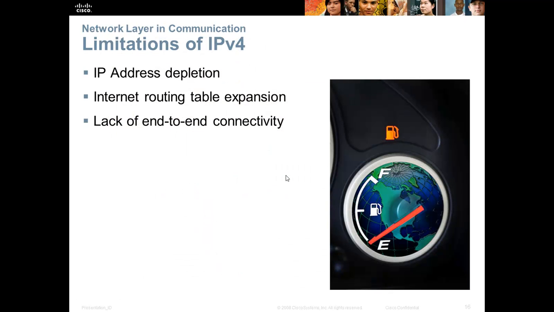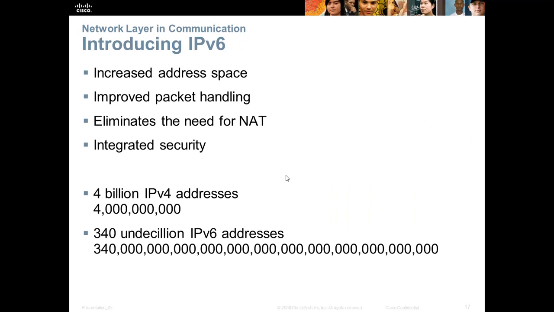You may have heard that IP version 4 is going to expire or is running out. It's not necessarily going to expire, but we do have a depletion of the IPv4 addresses that are available to give out. IP version 4 also expands our routing table rapidly, and it lacks end-to-end connectivity. Typically, we're going through some type of NAT, or network address translation, to get from one point to the next. To address some of these problems, they developed a protocol known as IPv6, or IP version 6.